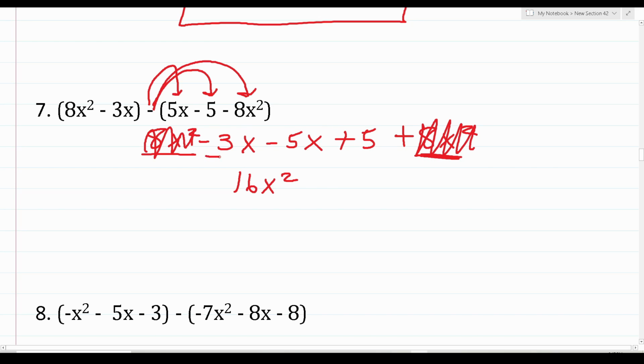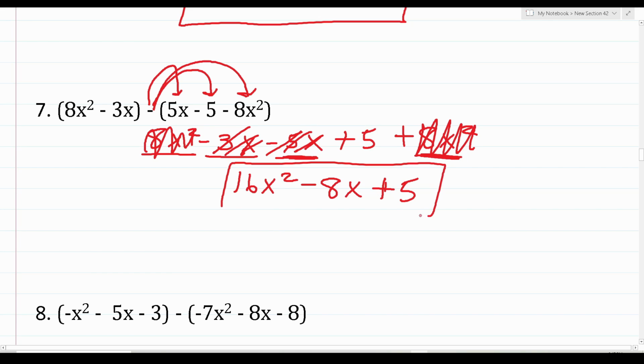Next, we have negative 3x. Again, that's x raised to the first power. So any other like terms is going to be x raised to the first power, and we can see that's right here. So let's combine those two. Negative 3x minus 5x is negative 8x. And then finally, we just have 5. All right, so that's that one. Nothing too difficult there.